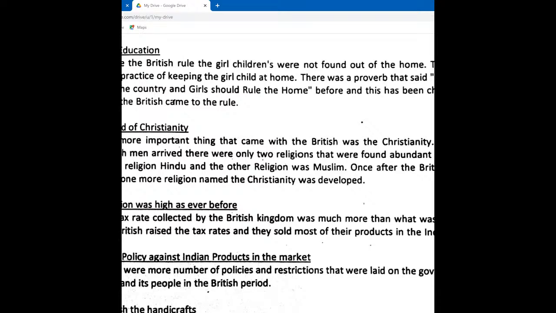I mean, we can just see how collapsed the subcontinent's education systems were at that time. Spread of Christianity. One more important thing that came with the British was Christianity. Before the Englishmen arrived, there were only two religions found in India: Hinduism and Islam. Once the British came to India, one more religion, Christianity, was introduced.